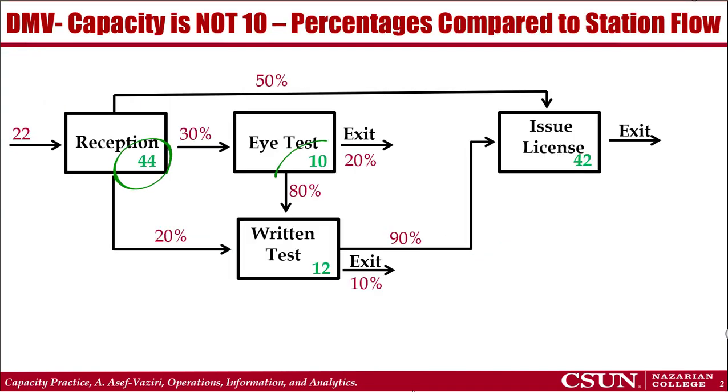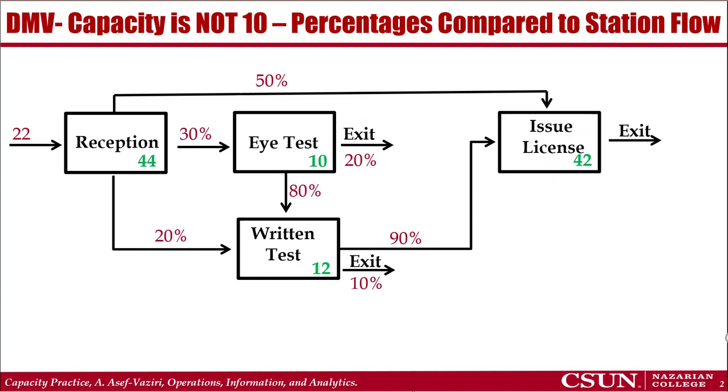These green numbers are capacities. If I ask you where is the bottleneck, if you don't think, you may say, okay, the capacity of this one is the lowest, therefore that is the bottleneck. That conclusion was correct if all flow units would have passed all resource pools. But it's not the case here because some drivers go to eye test and fail and leave. Some drivers go to written test and fail and leave. Therefore, not 100% of all flow units pass all processes. We will see what is the bottleneck.